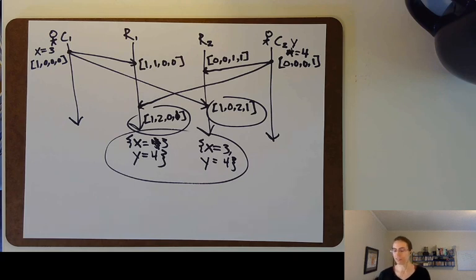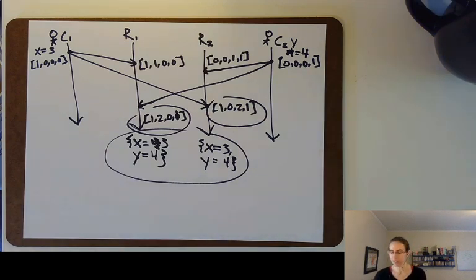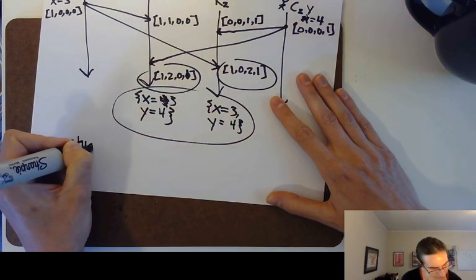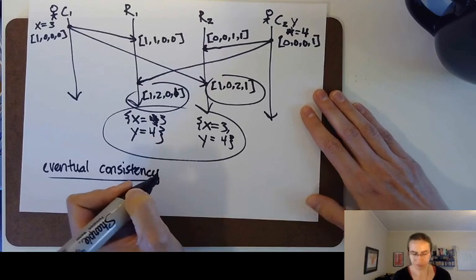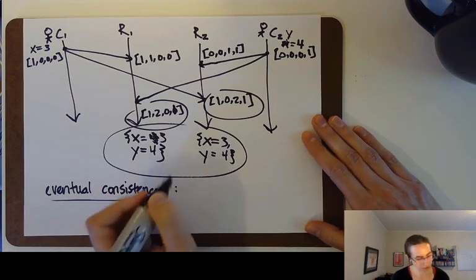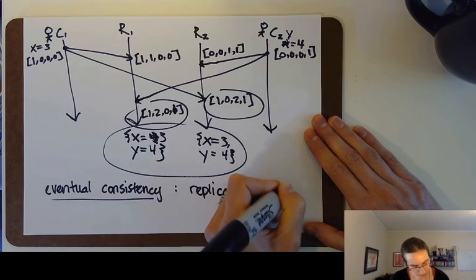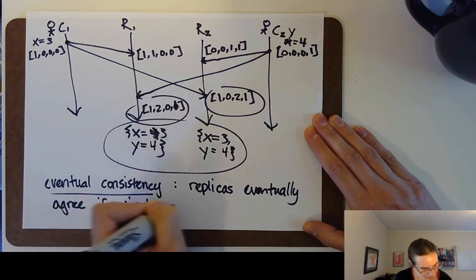But it's arguably still better than the situation that we were in before, when both replicas were updating X and the replicas ended up different. At least here, the replicas eventually agreed. So we can give a name to this property of replicas eventually coming to agree. It's called eventual consistency. We won't worry about a formal definition, but informally, we can say eventual consistency means that replicas eventually agree if clients stop submitting updates.